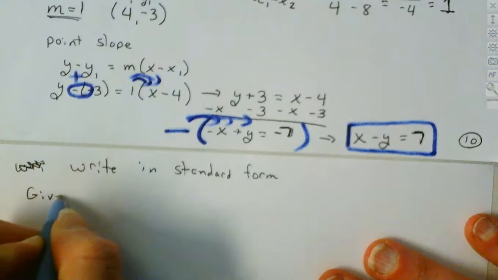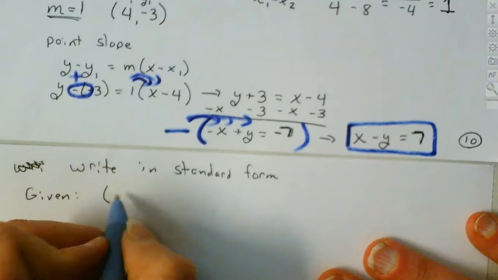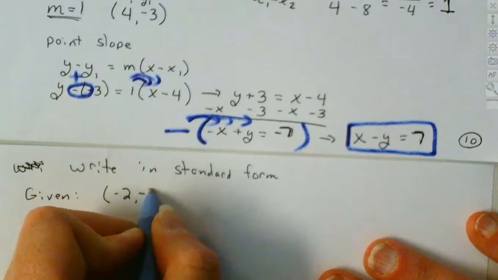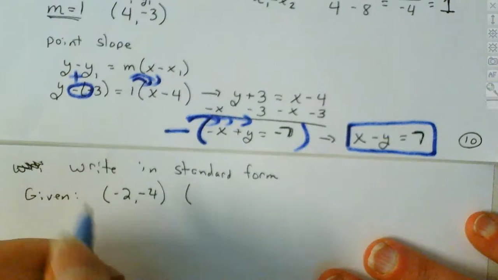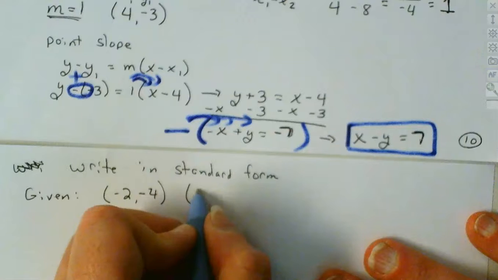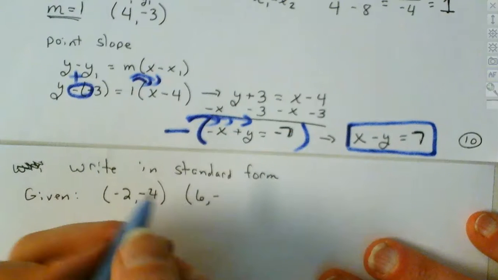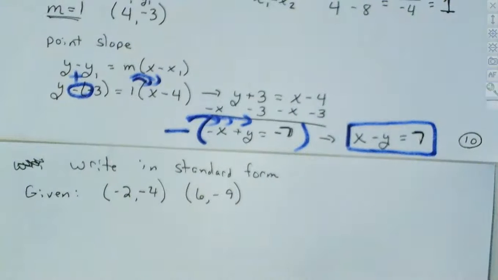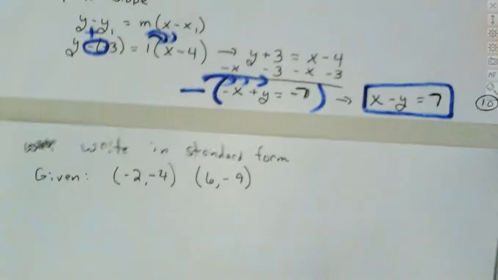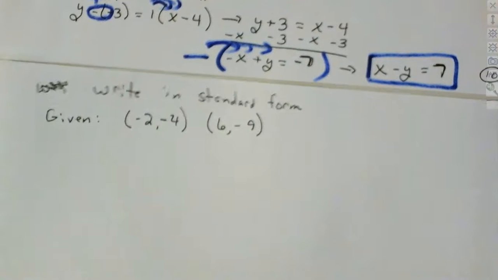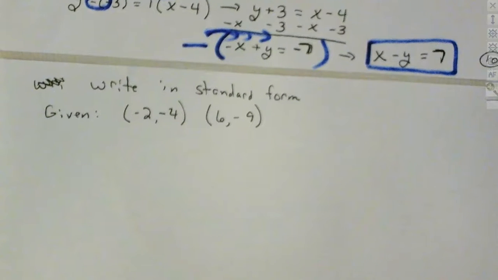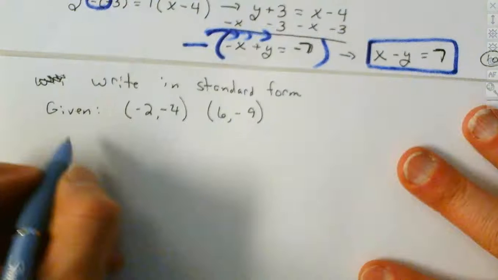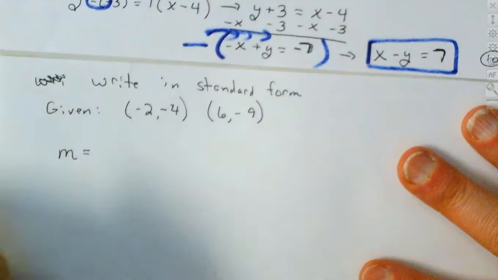And let's say you're given 2 points. How about a minus 2, minus 4, and a 6, negative 9. And I don't know what we're going to get out, whether we're going to get a fraction or a whole number out for the slope. We're going to try it and see. So let's go ahead now and find our slope. That's the first thing we do, is we find our slope.